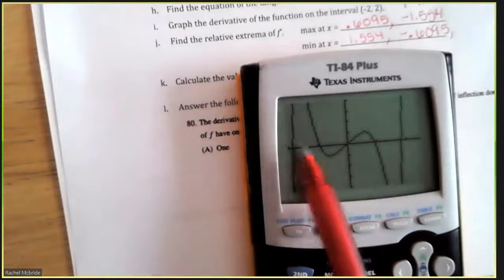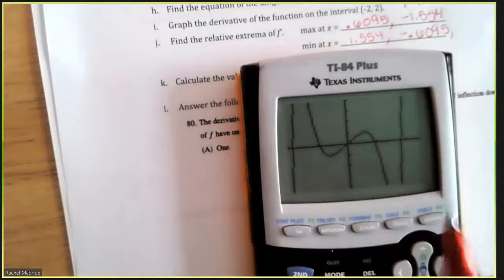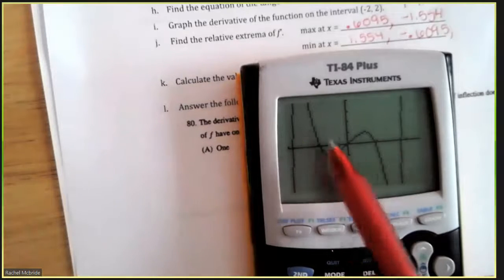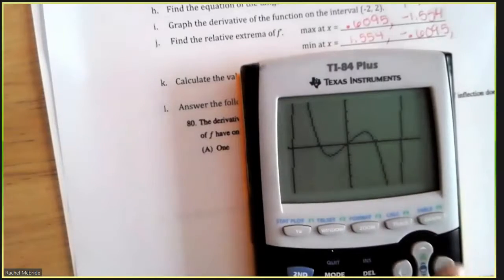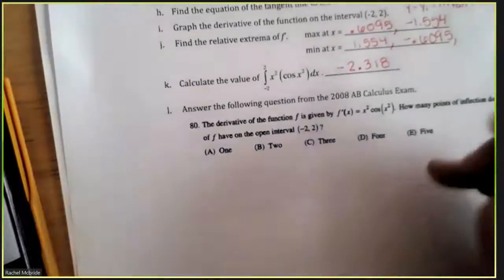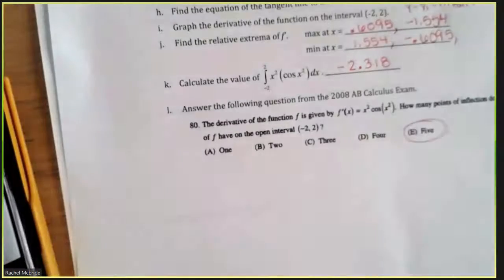So if you count 1, 2, 3, 4, 5 zeros and 5 sign changes, because sign change, sign change, sign change, sign change, sign change, that means that this graph has 5 points of inflection.